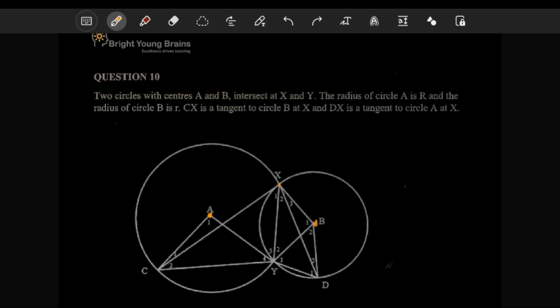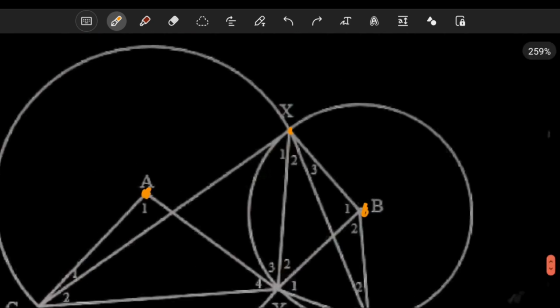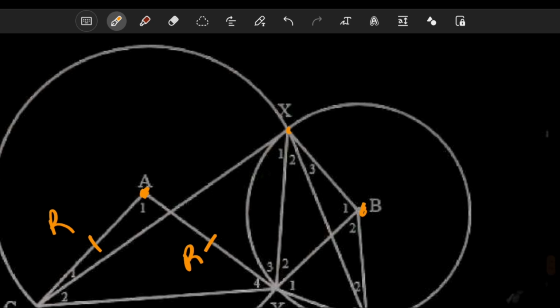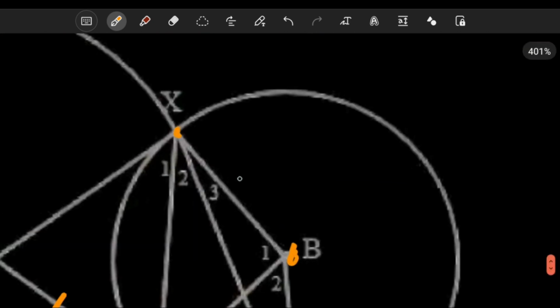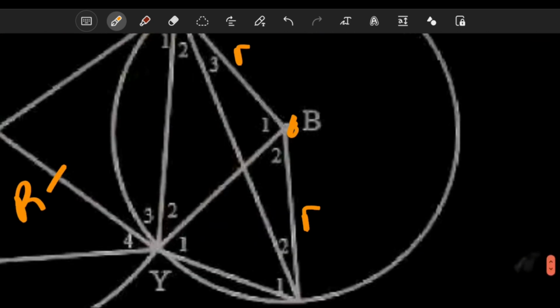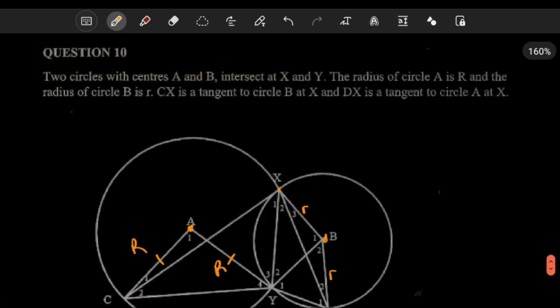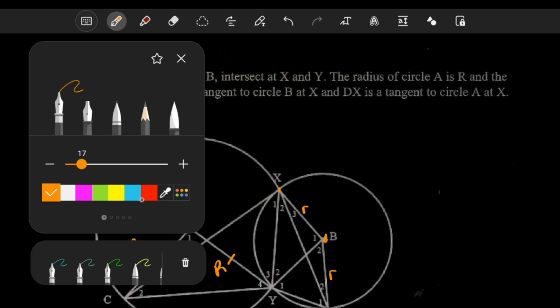Where's circle A? What are these people saying? The radius of circle A is R. Okay, fine. They say that this is R, so this is R. Why are they being so extra though? And then it says the radius of circle B is small r. Oh, big R, small r. Very lack of creativity. Very lack of English. Okay, no, that was not funny.